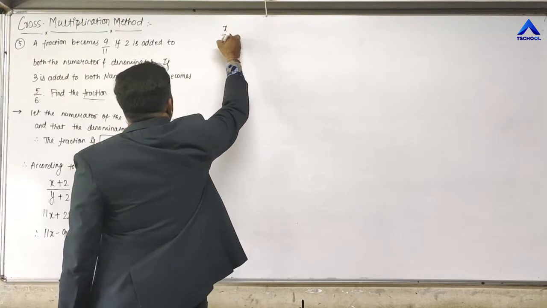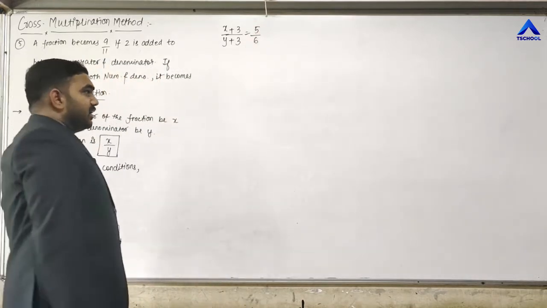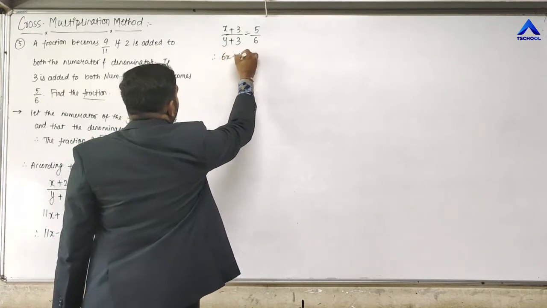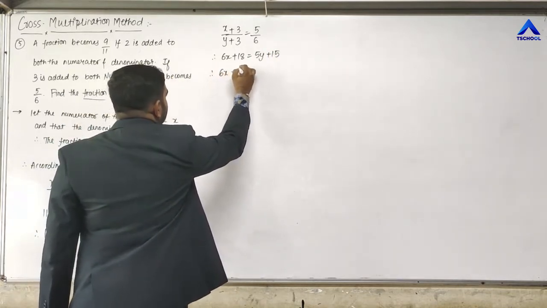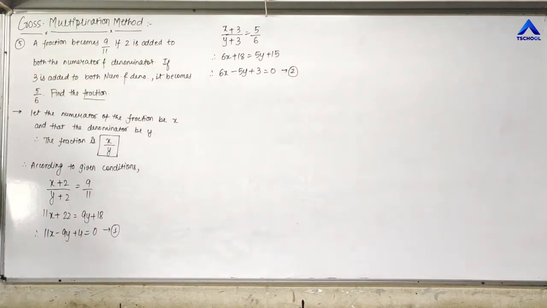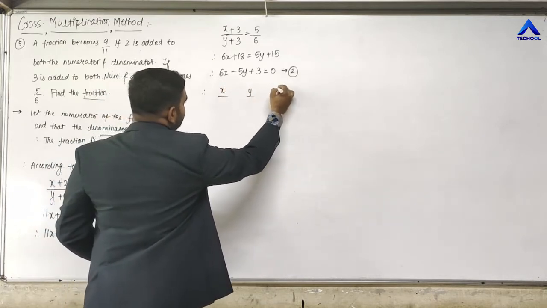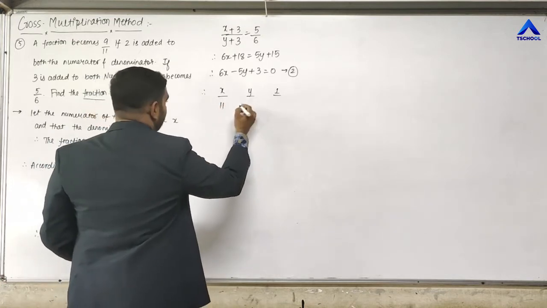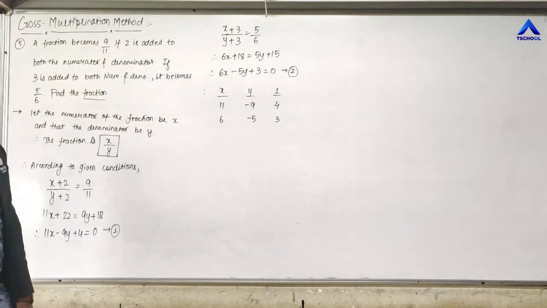Similarly, we get x upon y. Now if 3 is added to both numerator and denominator, it becomes 5 by 6. So cross multiplying, 6x plus 18 is equal to 5y plus 15. Again taking them on the left side, that is 6x minus 5y plus 3 equal to 0. See, this equation is also in the standard form. So we got our required equations, 6x minus 5y plus 3 equal to 0 and 11x minus 9y plus 4 equal to 0. Now we shall follow our cross multiplication method, that is finding the coefficients of x, y and the constant term. So 11, minus 9, 4 and 6, minus 5, 3. So we got the coefficients here.